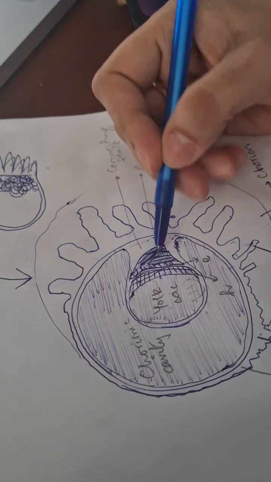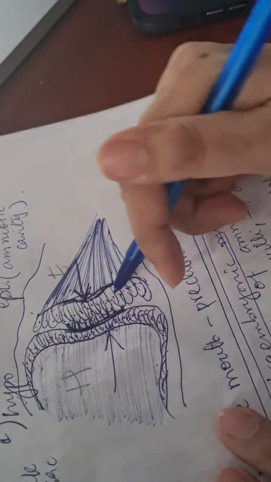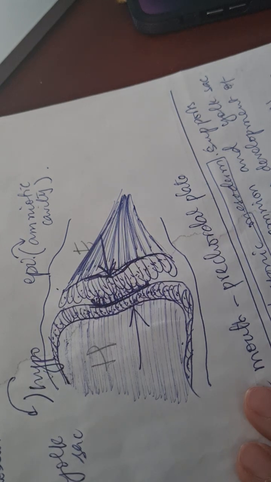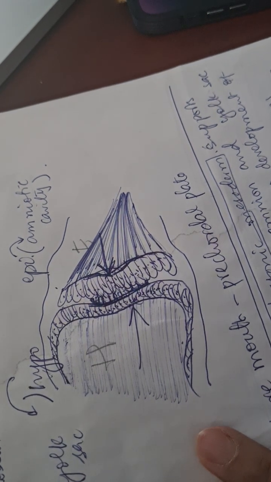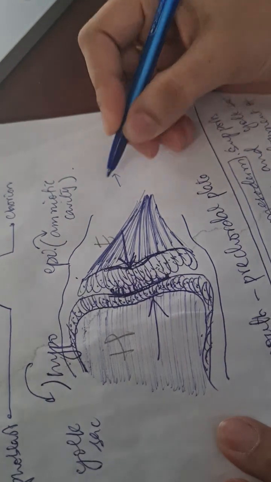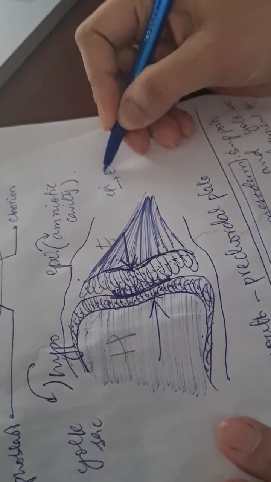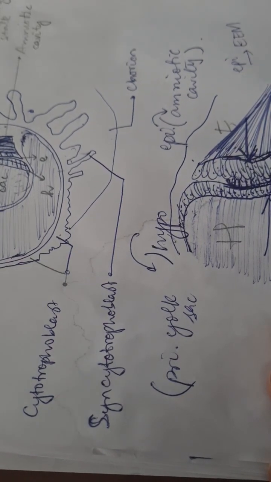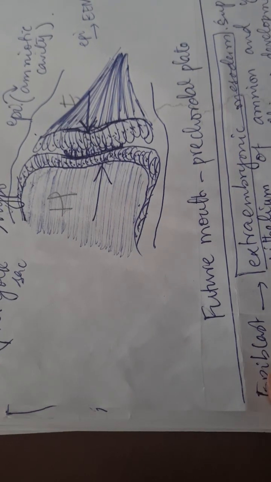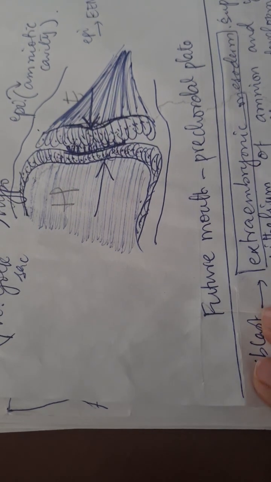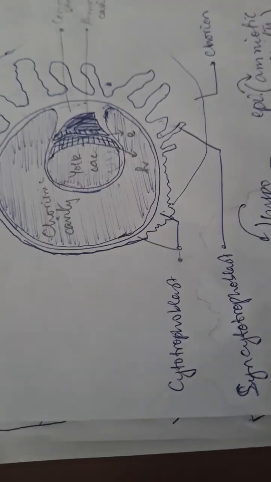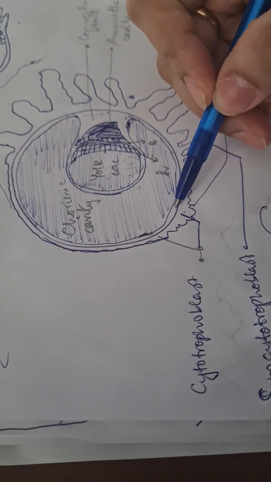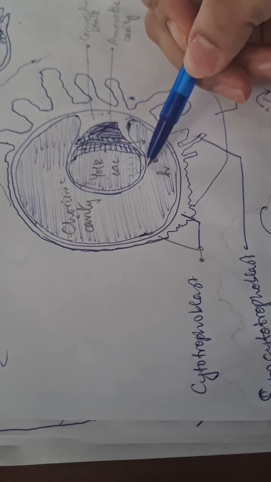Now the epiblast is going to form a very important structure, that is the extraembryonic mesoderm, which is also divided into two other parts, that is the extraembryonic somatic and extraembryonic visceral mesoderm.